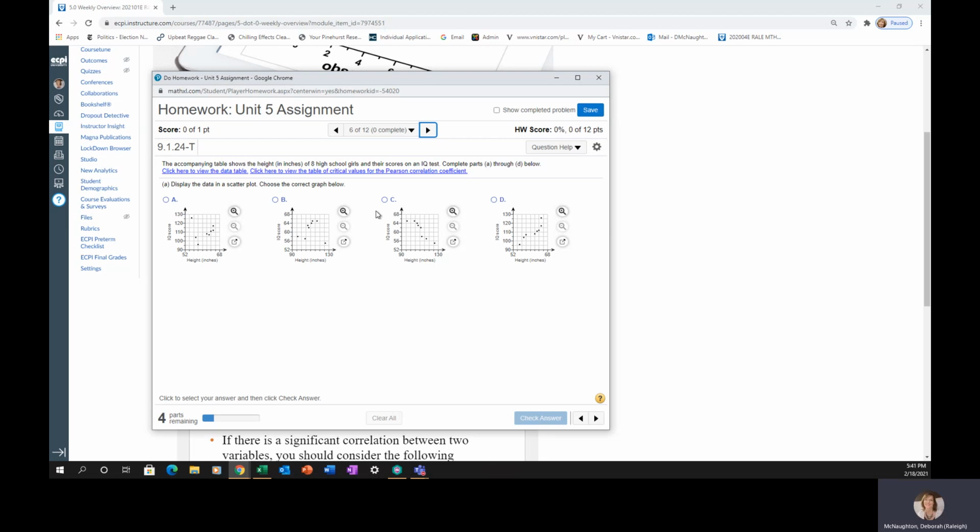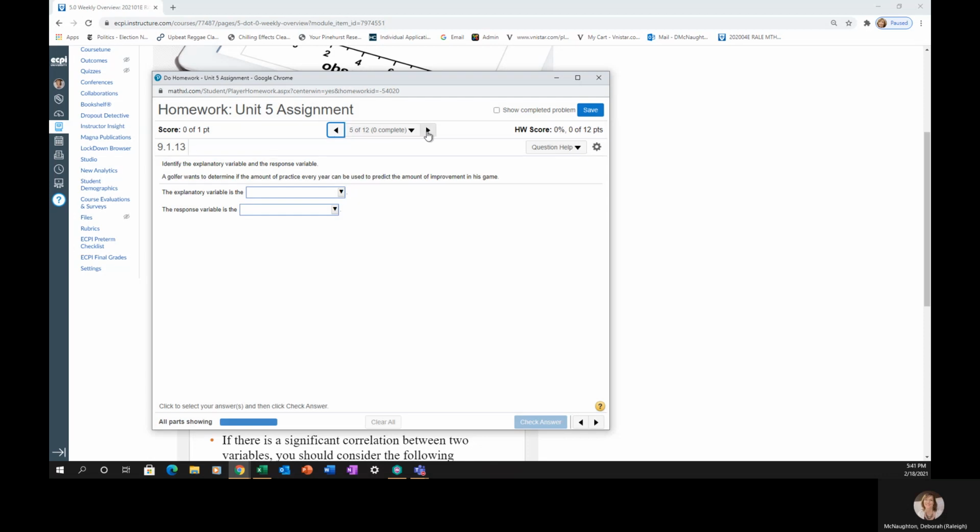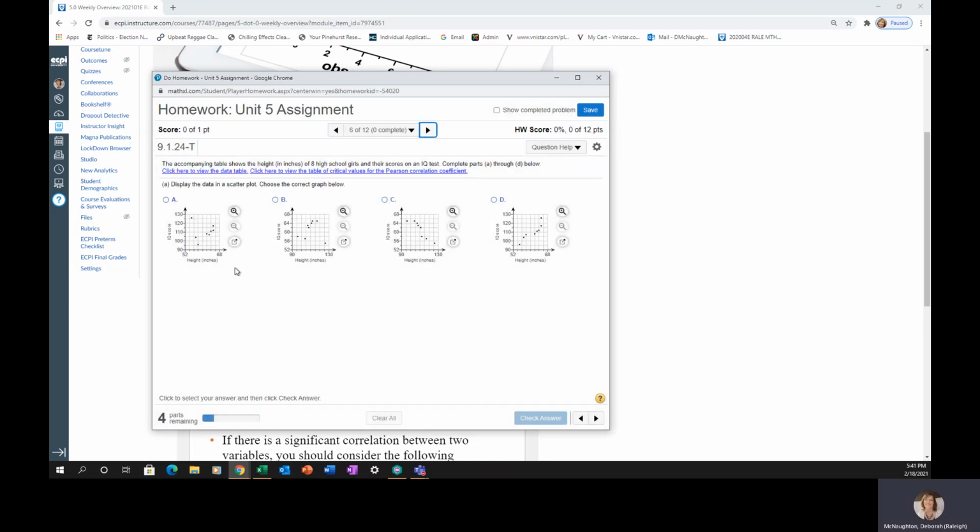All right, so here is the first time that we have some data. So we're going to look at this one. So we're going to start with number 6, and this is the last problem you'll be doing from 9.1. So the table shows the height in inches of 8 girls and their scores on an IQ test. And then you're going to complete parts A through D below. So let's click here to view the data table.